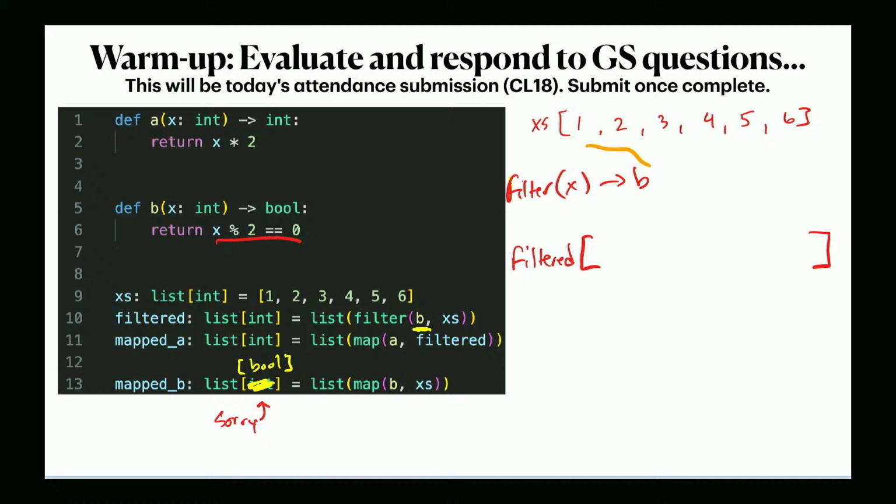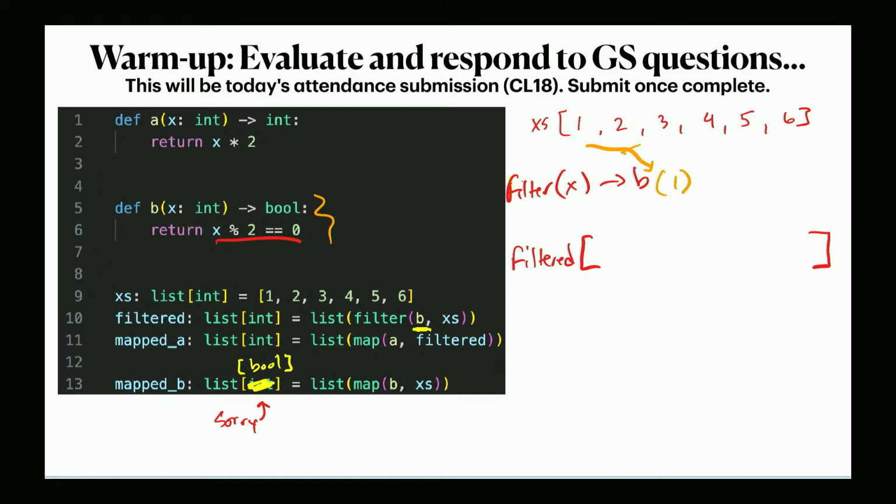So we would pass 1 and call the B function with 1. We test, is 1 evenly divisible by 2? That's false. So we wouldn't actually continue adding that to the result, right? So if the predicate function, which is B here, is called with an individual item and returns false, that item does not make its way into the resulting list.